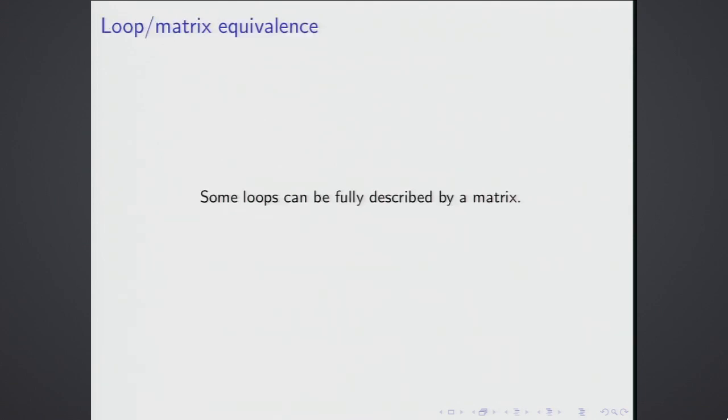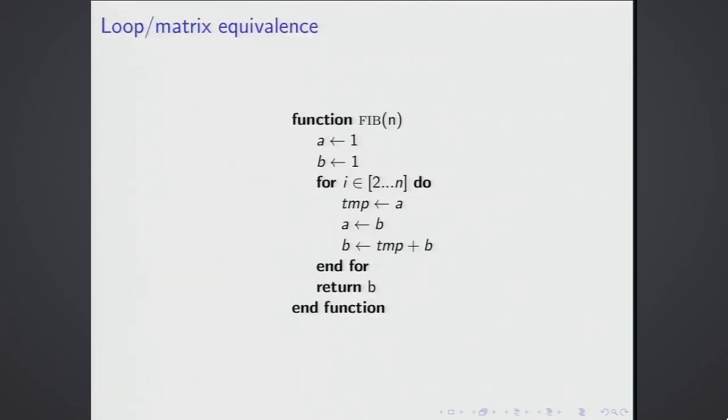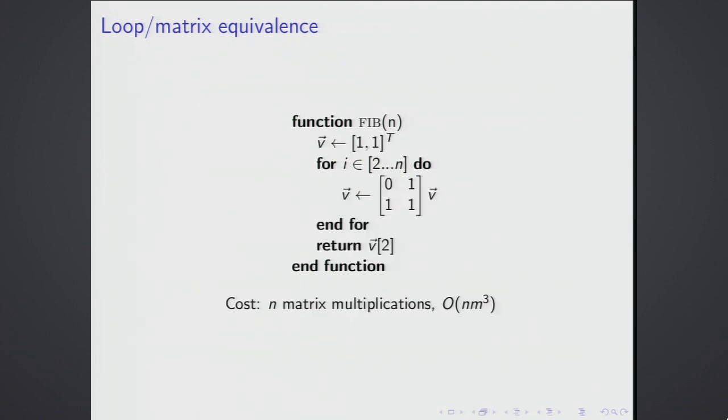So some loops can be fully described by a matrix. So let's look at one of the most famous loops of all time, the iterative process for computing Fibonacci numbers. What's happening here is that we're updating the state vector AB, and the new version of A gets 1 copy of the old version of B, and the new version of B gets 1 copy of the old version of A plus 1 copy of the old version of B. And that can be encoded with this matrix formulation, right?